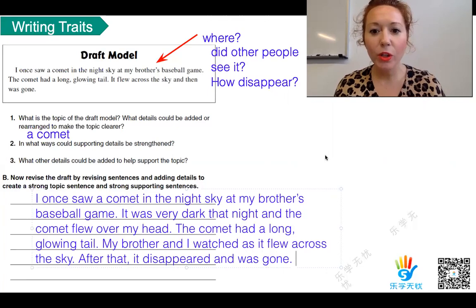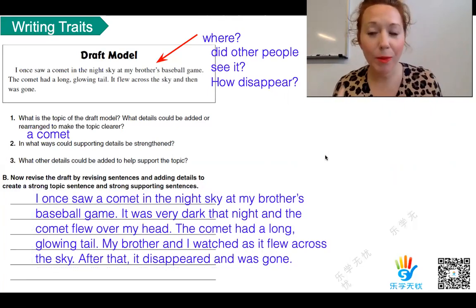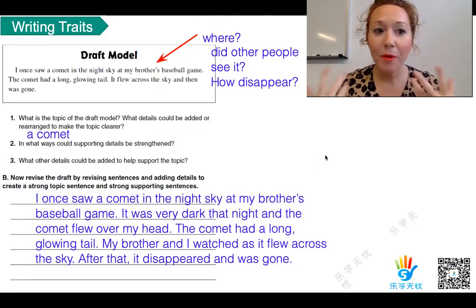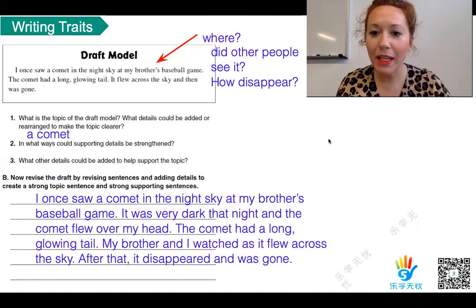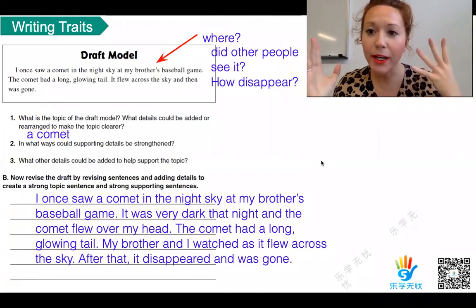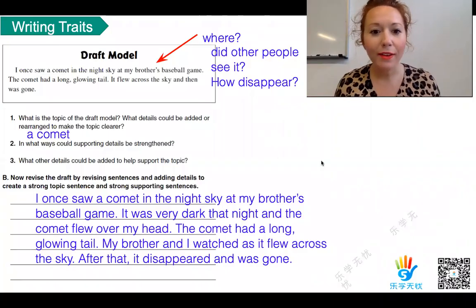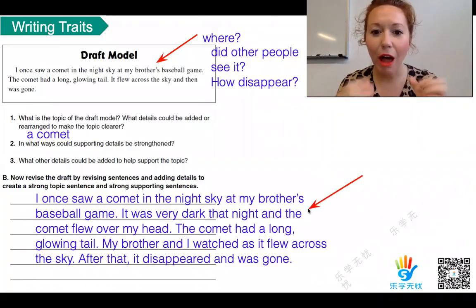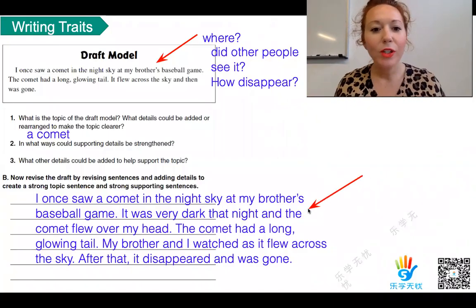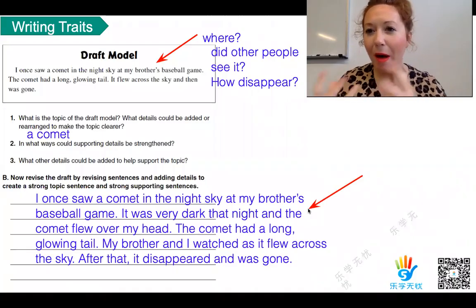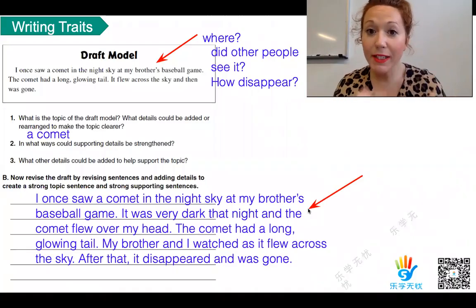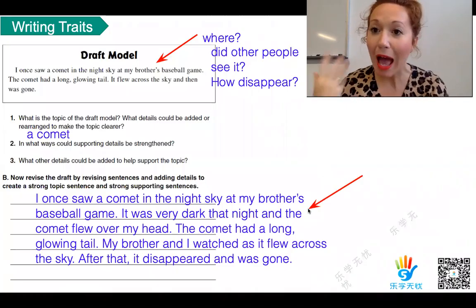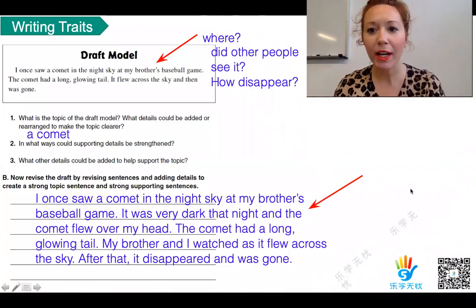Okay, so just by adding a few more details, it gives us a lot more information about the main topic of the draft model. So this helps to make it a little bit more clear about what's going on. Okay, so it gives us a lot more descriptive words, talking about your brother, talking about the night, and what you are seeing. Okay, so remember to add more details to your writing.